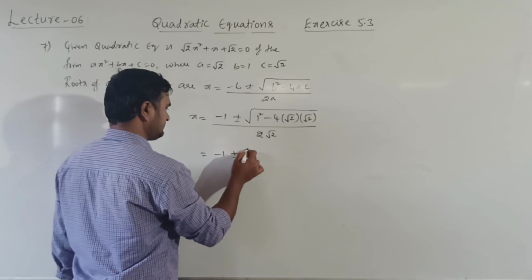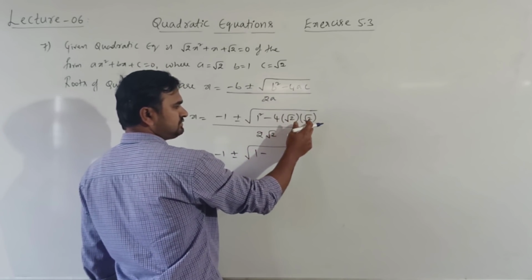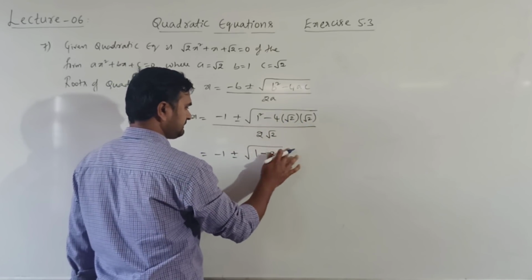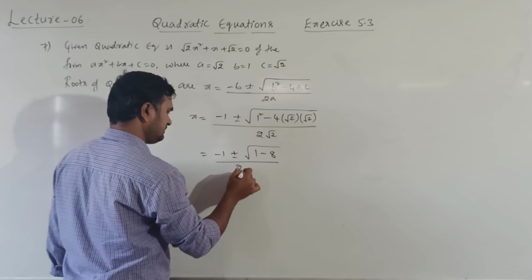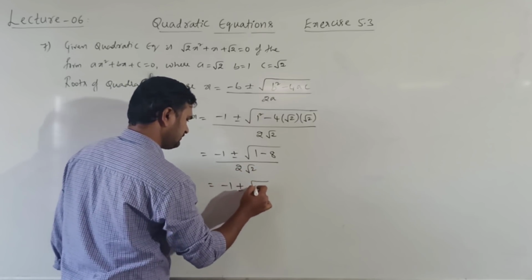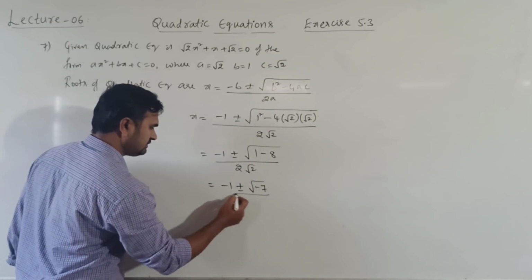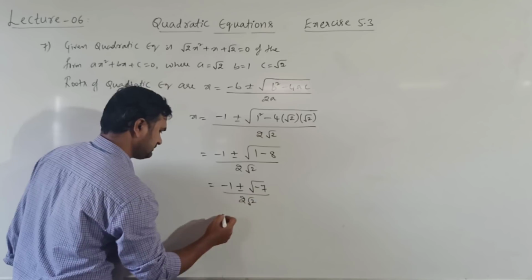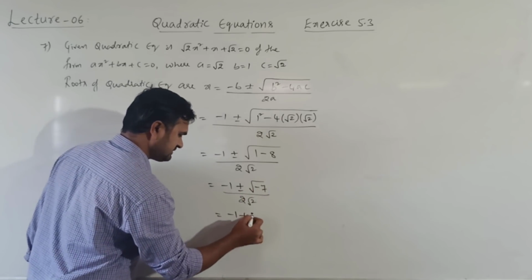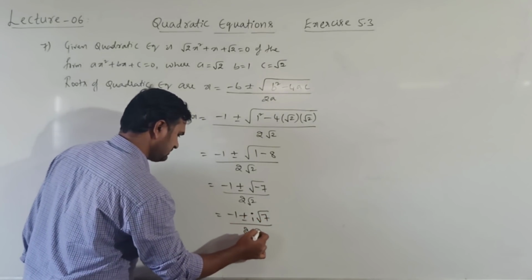So minus 1 plus or minus root of 1 minus 4 into root 2 into root 2. Root 2 into root 2 is 2, into 4, 8, divided by 2 root 2. So minus 1 plus or minus root of 1 minus 8 is minus 7, divided by 2 root 2. Minus 1 plus or minus square root of minus 7 is imaginary. So i root 7 divided by 2 root 2.